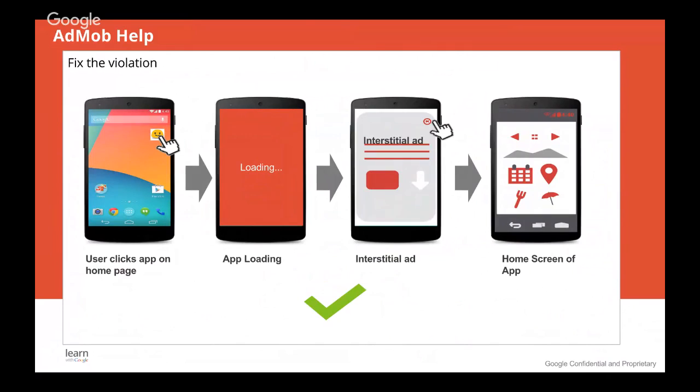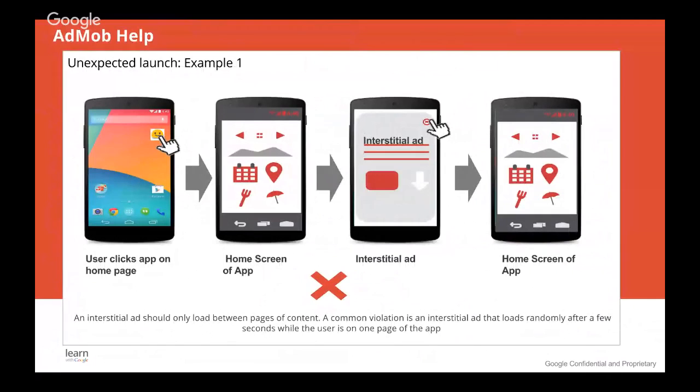In order to fix the policy violations, we just want to present to you a better way to implement it. Like I said, after the screen showing the app is loading, you can show an interstitial ad while people are waiting for the app to load. And after they close the interstitial ad, they shouldn't go back to the loading page, but should go to the home screen of the app, where they can choose different functions to access the content.